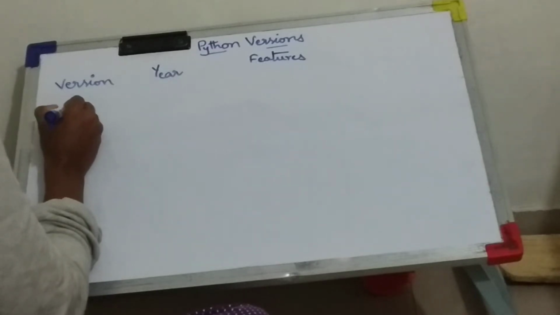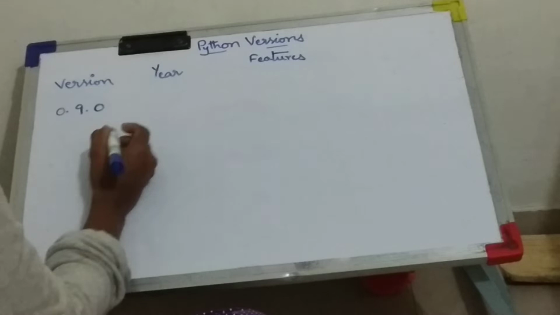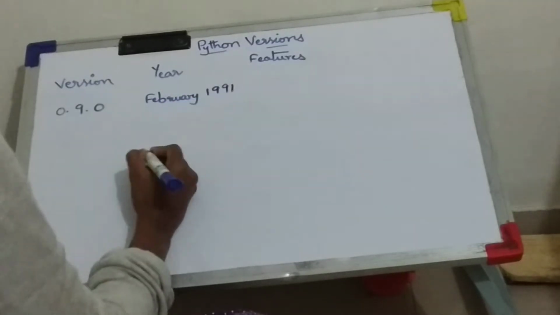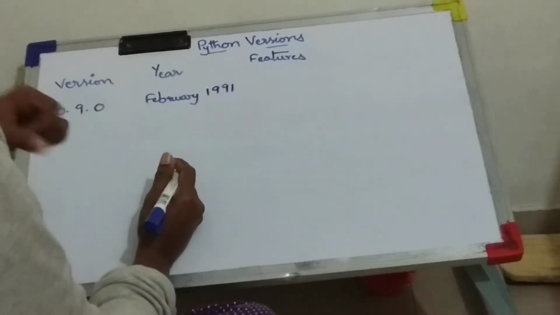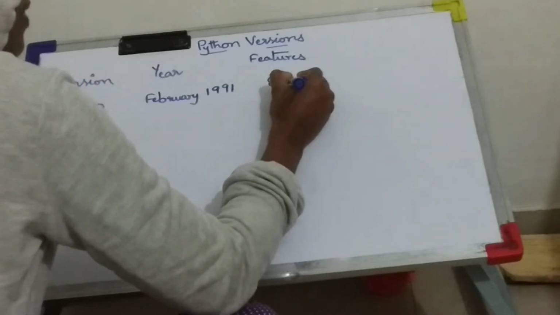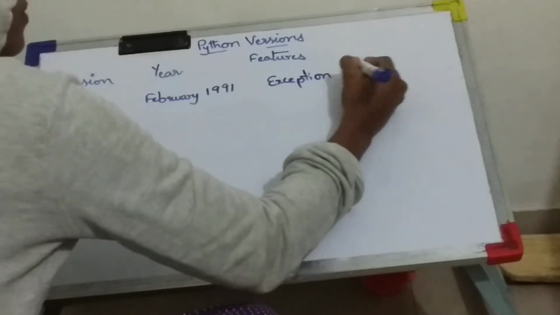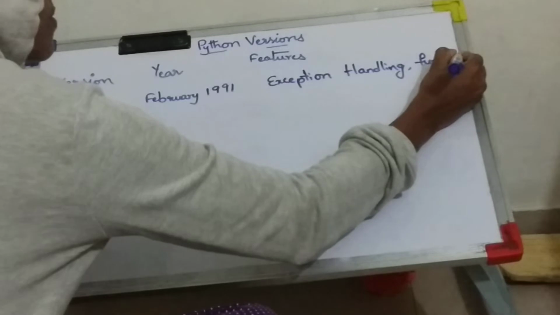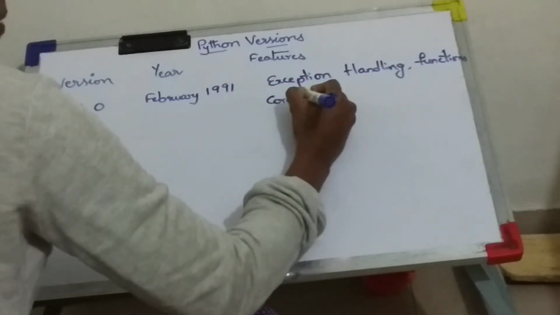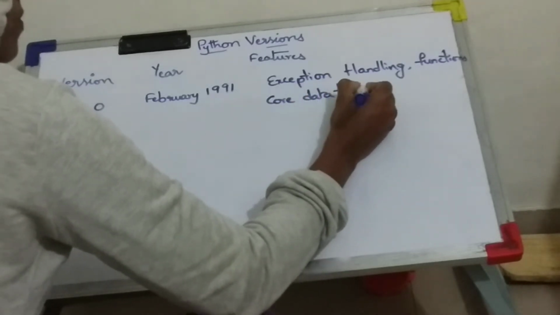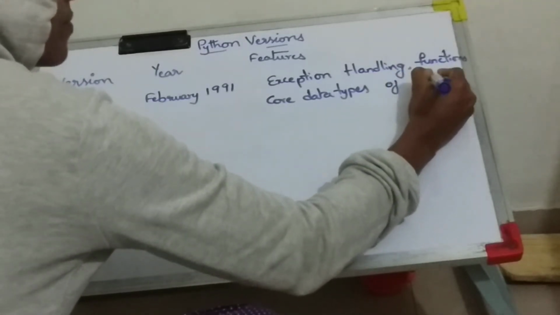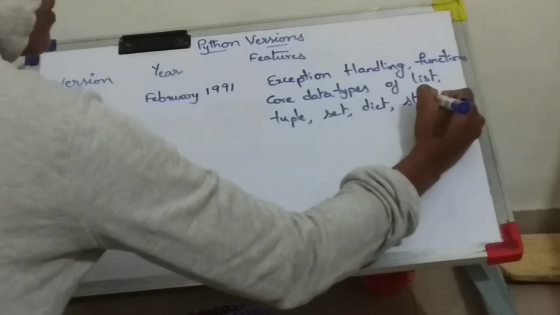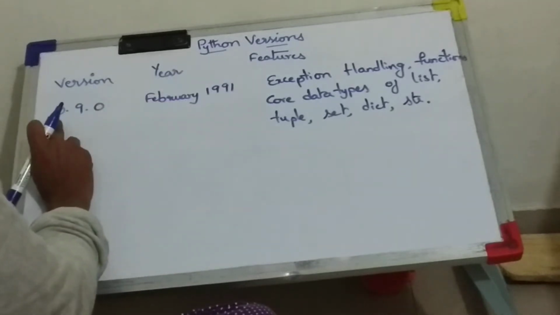The first version is 0.9.0. The year is February 1991. This version has many features. Those are exception handling, functions, core data types of list, tuple, set, dict, str. These are the features of 0.9.0.